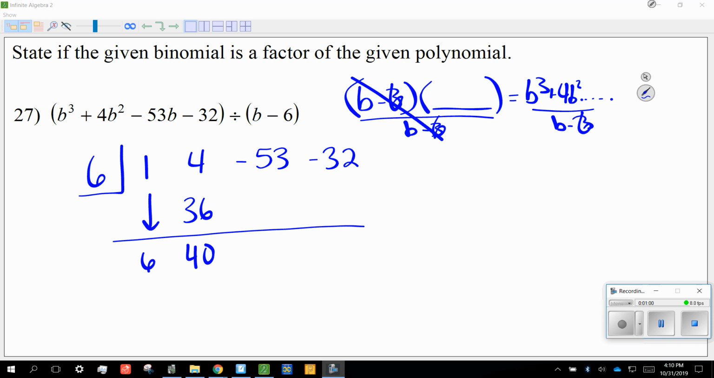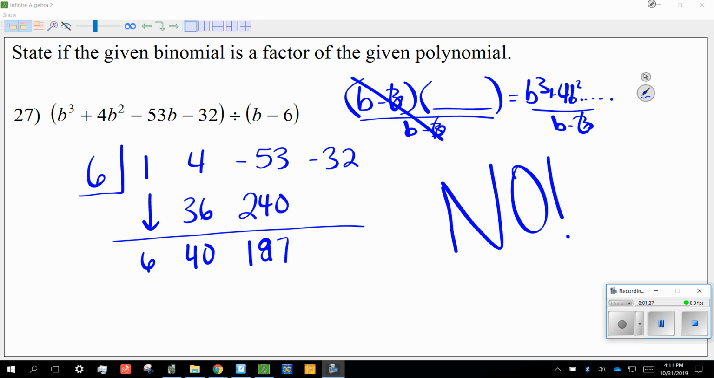So 6 times 40 is 240. Do I go on? So I'm going to add those, and I get 187. And then 6 times 187 is a really big number, and it doesn't work. No, not at all. We'd have to get a 0 here, but we didn't get a 0. So that means it doesn't divide evenly.